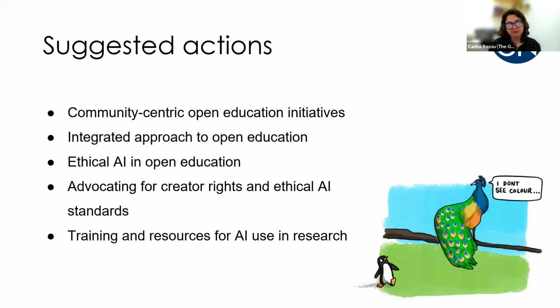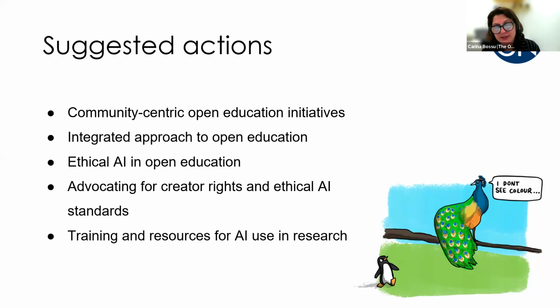And that then brought up a lot of suggestions for future actions. For example, community-centric open education initiatives. This was a discussion around how projects or institutions working in open education should include the community, not only learners, for example, but parents as well, or a community leader. Integrated approach to open education. This is evidence-based practice, so it's not only the theory, but also practice. Ethical AI in open education, creating, for example, quality assurance mechanisms. So then it's contained.